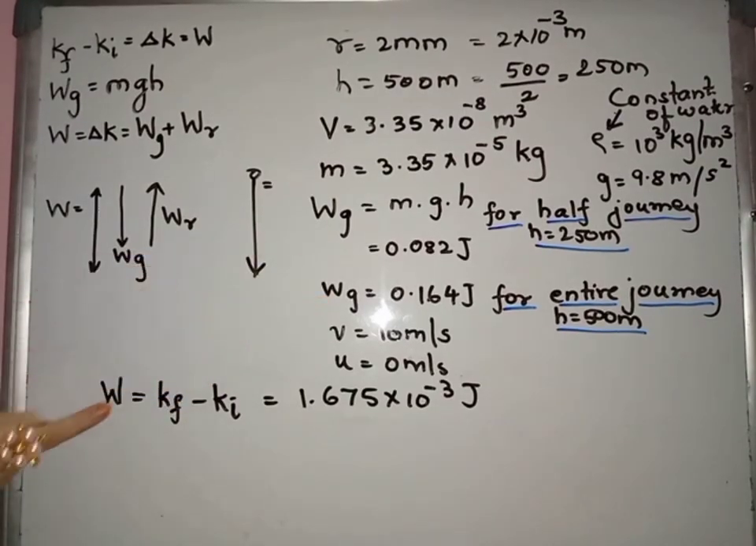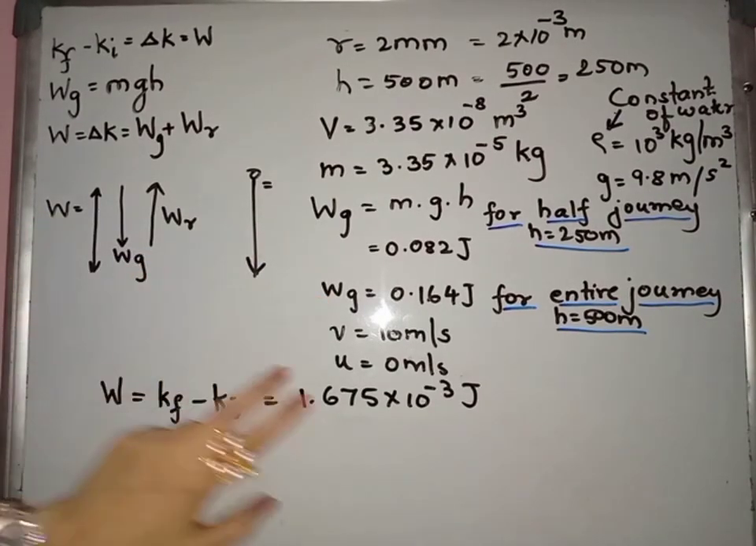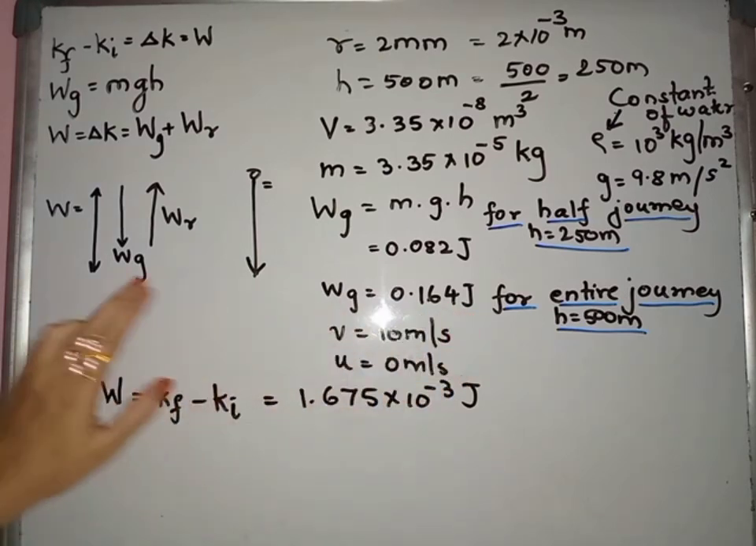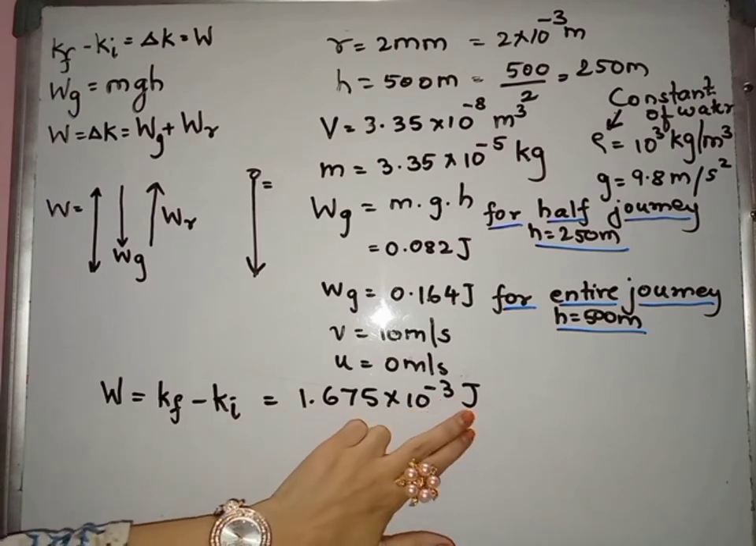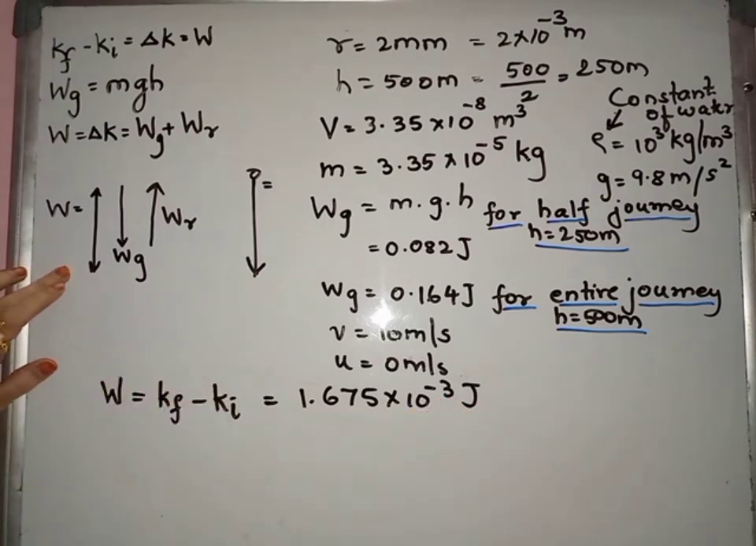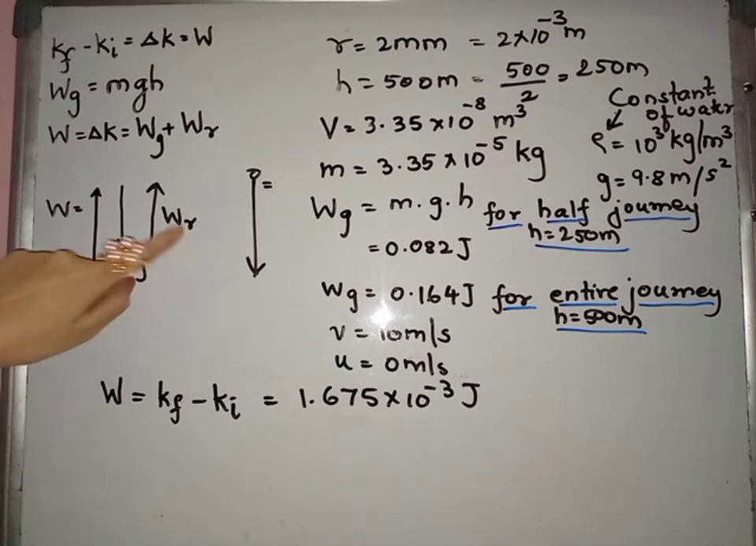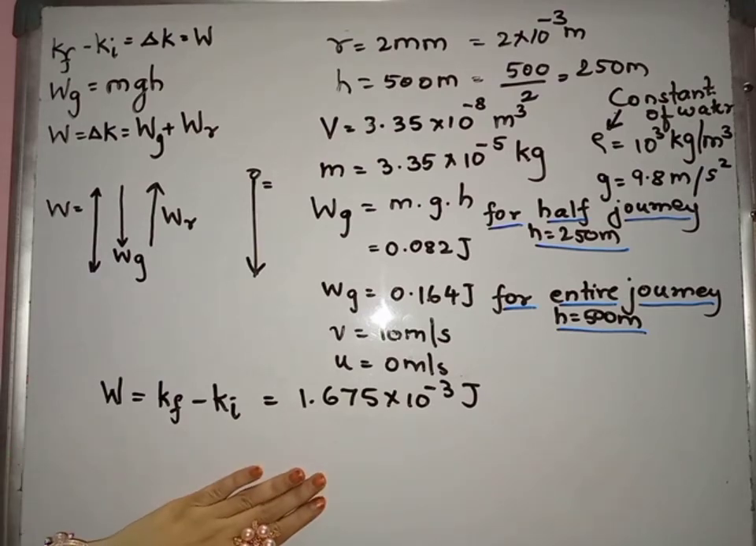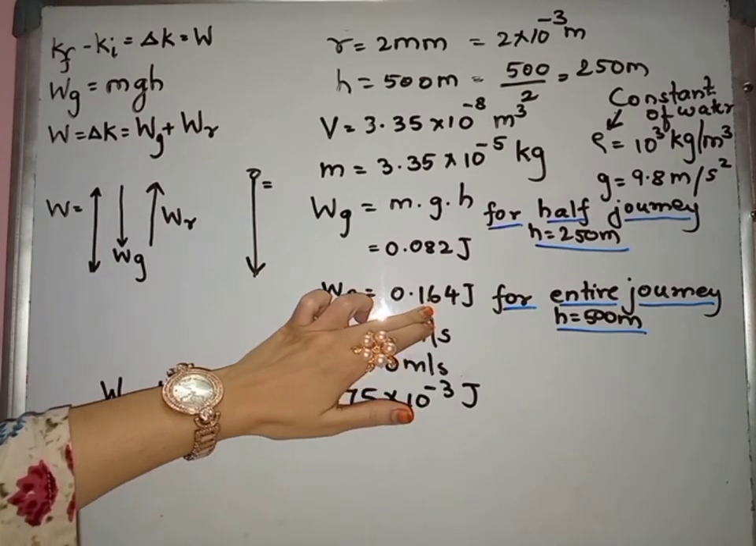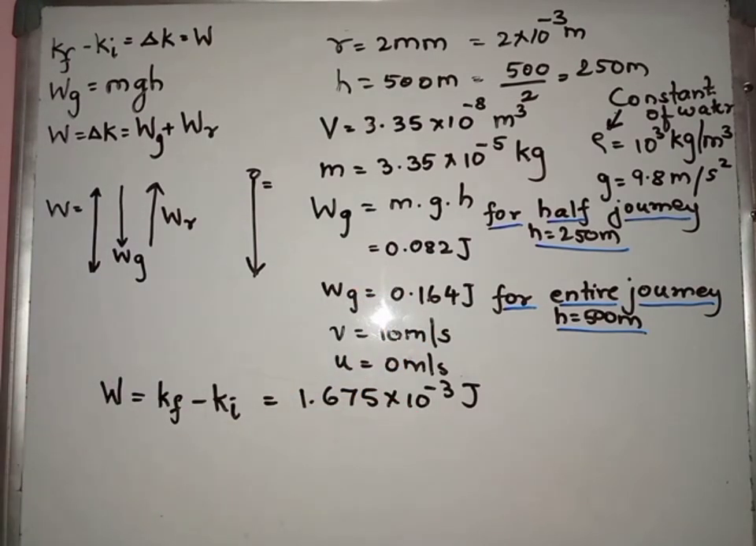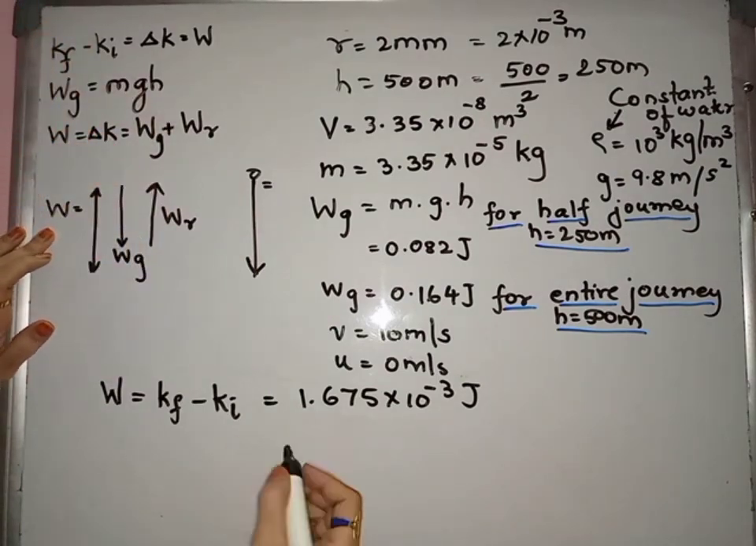So the total work done is 1.675 into 10 to the power minus 3 joule. Now we have to find out the resistive force, the last part of our question: what is the work done by the resistive force in the entire journey? Since it is asked for the entire journey, we have to use Wg is equal to 0.164. Let us substitute all the values.